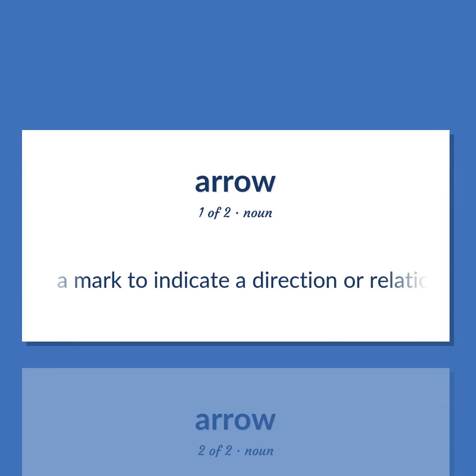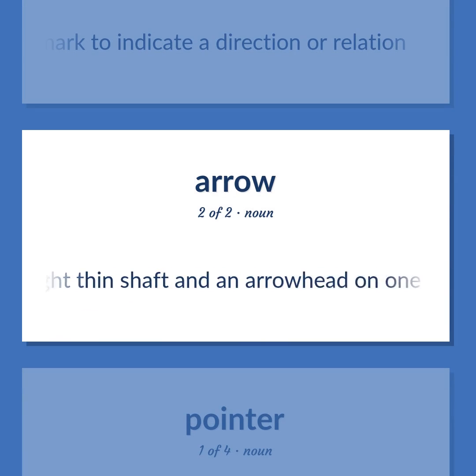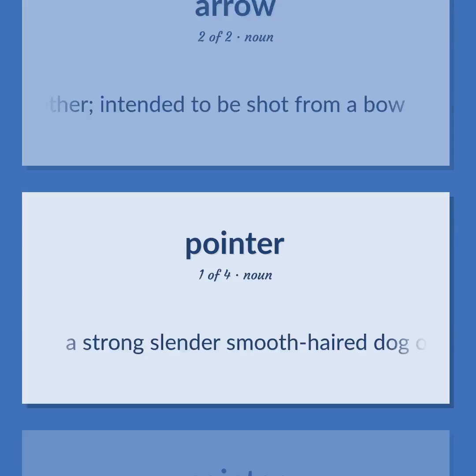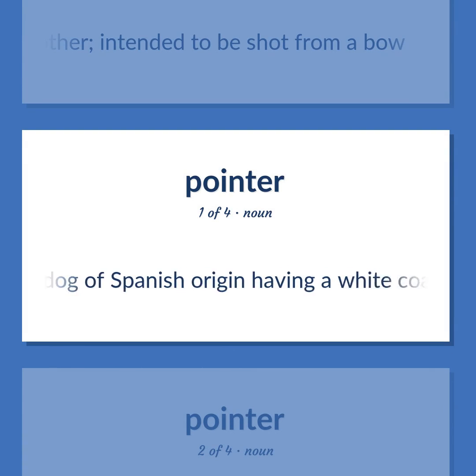A mark to indicate a direction or relation. A projectile with a straight thin shaft and an arrowhead on one end and stabilizing vanes on the other, intended to be shot from a bow. A strong, slender, smooth-haired dog of Spanish origin having a white coat with brown or black patches, scents out and points to game.